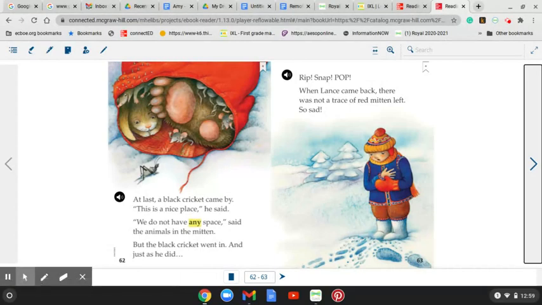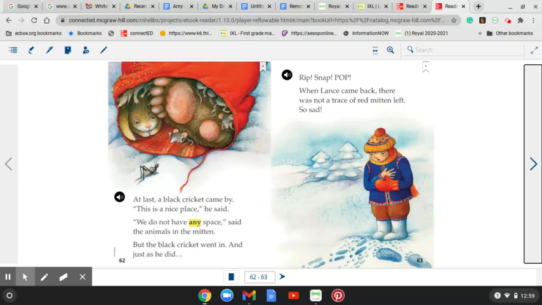Put your fingers into the words with me. At last, a black cricket came by. "This is a nice place," he said. "We do not have any space," said the animals in the mitten. But the black cricket went in, and just as he did, rip, snap, pop! When Lance came back, there was not a trace of the red mitten left.